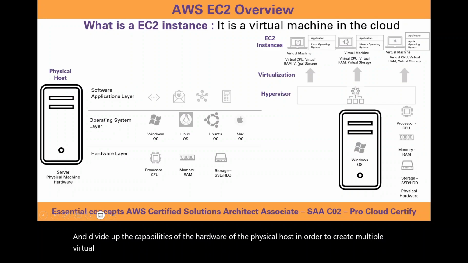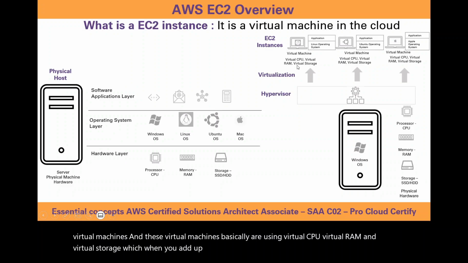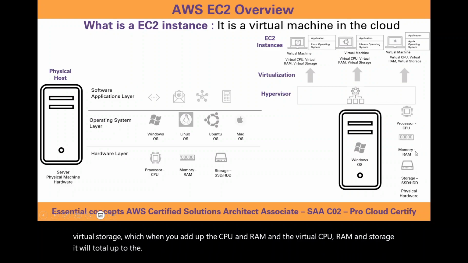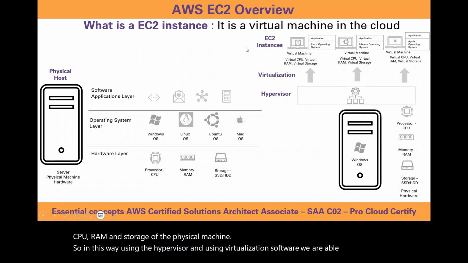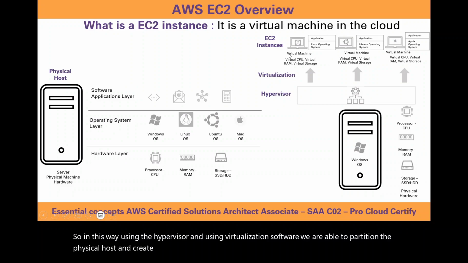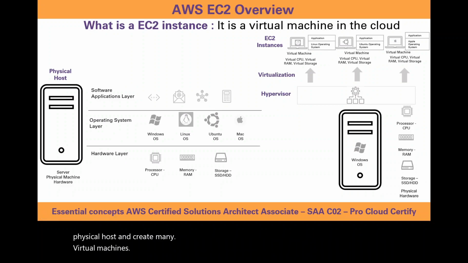These virtual machines use virtual CPU, virtual RAM, and virtual storage, which, when you add them up, will total up to the CPU, RAM, and storage of the physical machine. So in this way, using the hypervisor and virtualization software, we are able to partition the physical host and create many virtual machines. And these multiple virtual machines are what are known in AWS as EC2 instances.